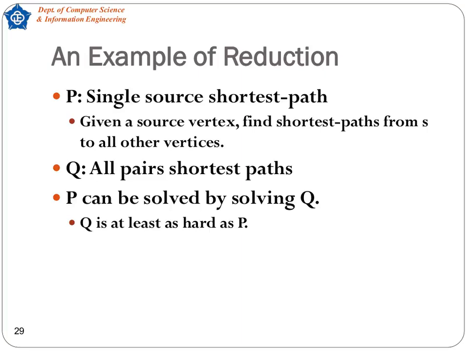Just pick your source vertex and read off its distances from the full all pairs solution. In other words, Q is at least as hard as P, since any algorithm for Q can be used to handle the single source case as well.